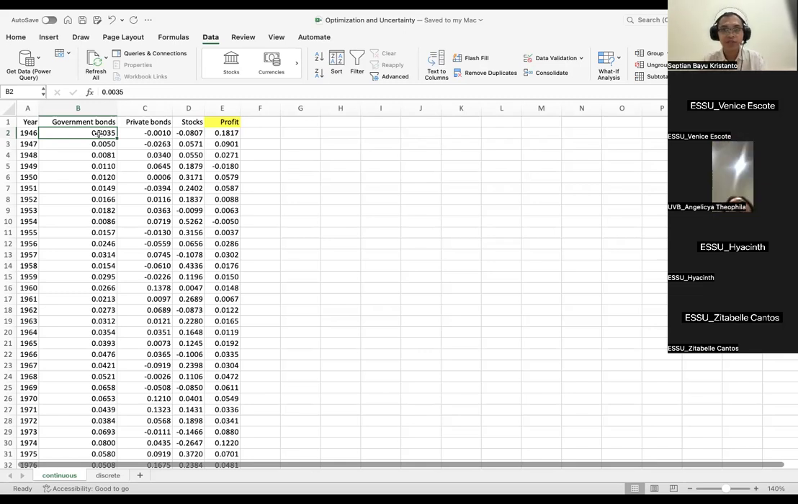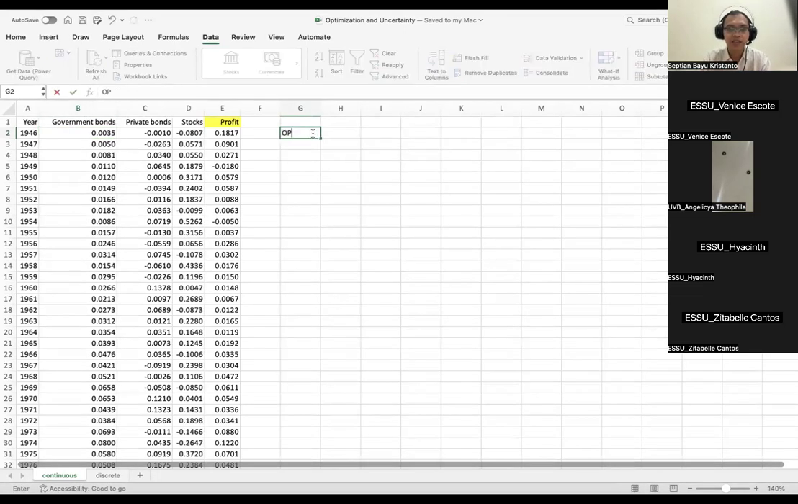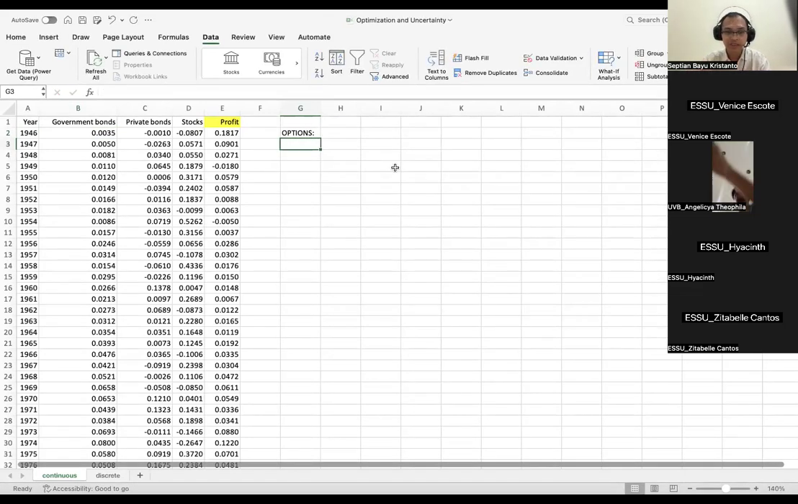As individuals, we need to compare, even if we have one investment tool or more than one. In this case, we have lots of options. Option number one is if we only invest in government bonds. Option number two is if we have some investment in private bonds.